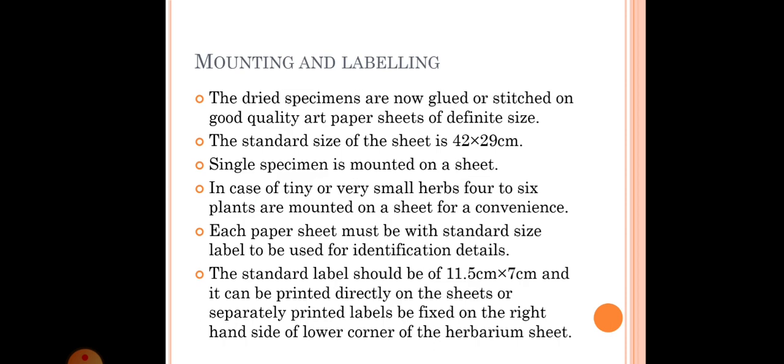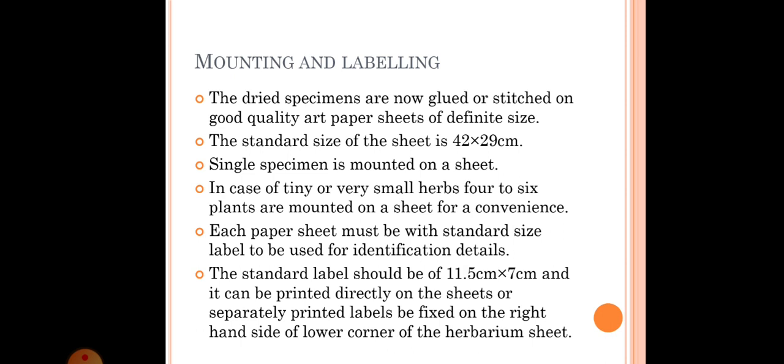Mounting and labeling, that is the next technique. The dried specimens are now glued or stitched on good quality art paper sheets of definite size. The standard size of the sheet is 42 into 29 centimeter. A single specimen is mounted on a sheet. In case of tiny or very small herbs, 4 to 6 plants are mounted on a sheet for convenience.